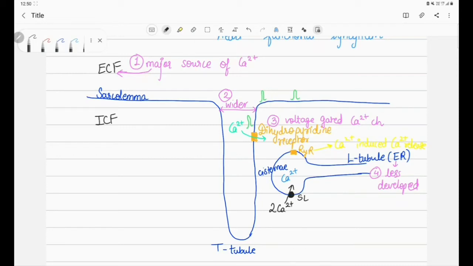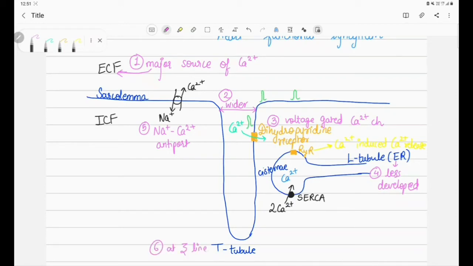For calcium to be pumped inside the ER or outside to the ECF, or to make a calcium free ICF medium so that the contraction will stop and relaxation will occur, there are two things. One is SERCA present in the cisternae, where 2 calcium ions are going inside, and another one is the sodium calcium antiporter, which is the fifth difference, present at the sarcolemma sending calcium back.